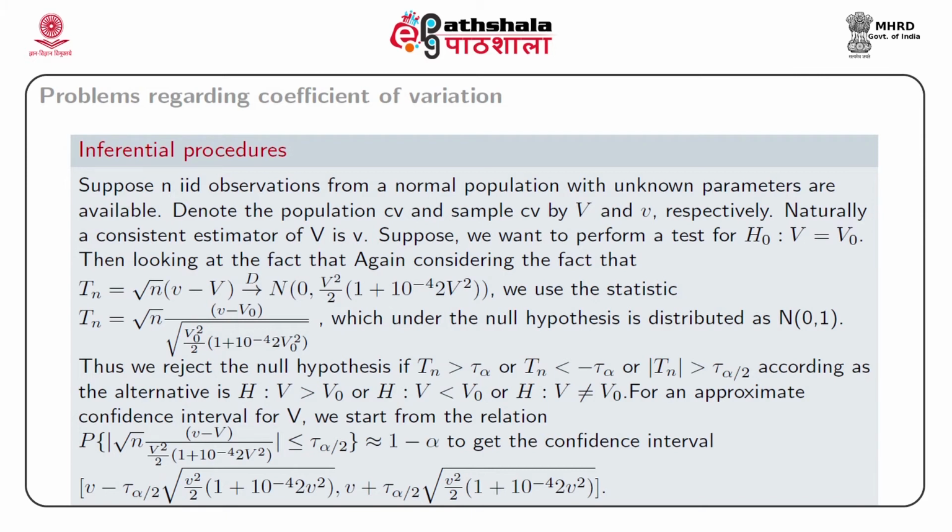So, we reject the null hypothesis if Tn, this test statistic Tn, exceeds tau alpha or is less than minus tau alpha, or the absolute value of Tn exceeds tau alpha by 2, according as the alternative is V greater than V naught, or V less than V naught, or V not equal to V naught. So, as earlier, we can find an approximate confidence interval for V starting from the relation as given in this, and finally one can get the approximate confidence interval which can be seen in our text.